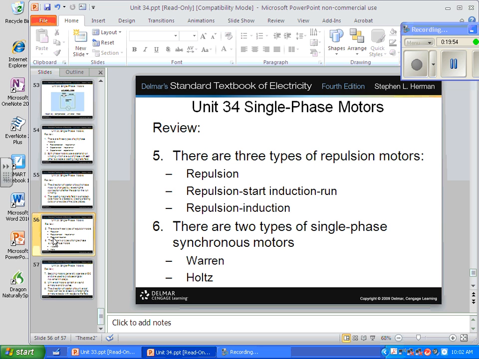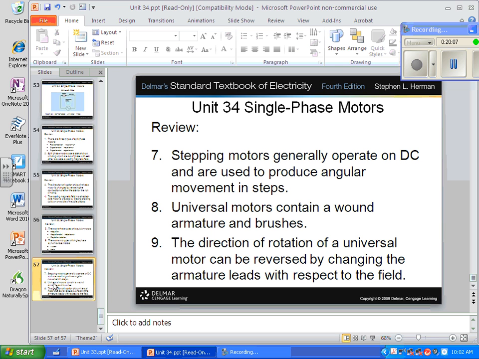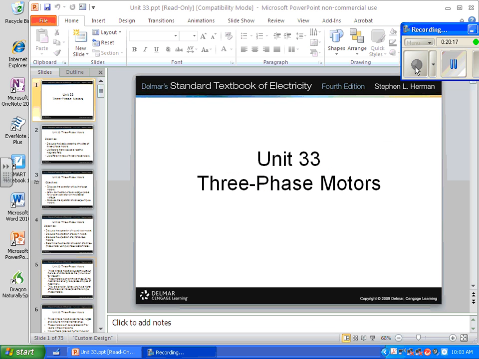Repulsion motors, repulsion start, induction run, repulsion induction, and the two types of synchronous motors, the Warren and the Holtz, and stepping motors, which we probably won't play around with. Universal motors, you know, we will. Okay. Let's pause for a moment. Now, the book has these in the opposite order, but I wanted to go over single-phase motors before we went into three-phase motors.